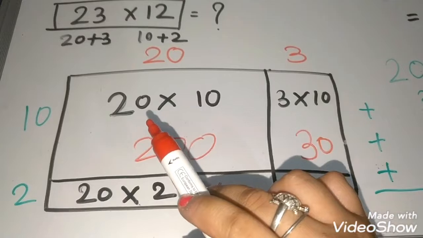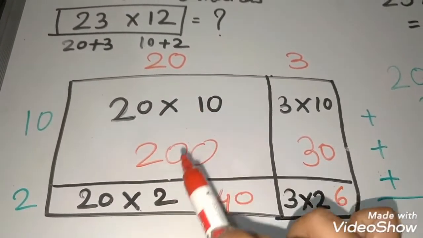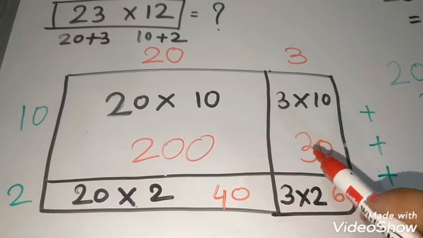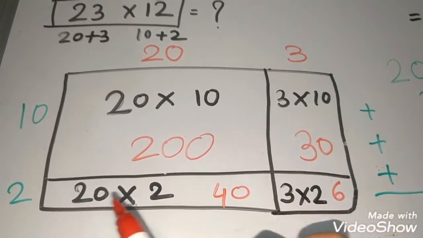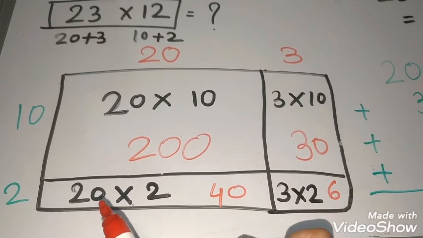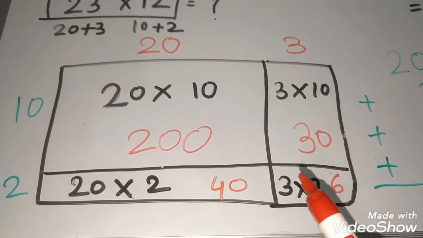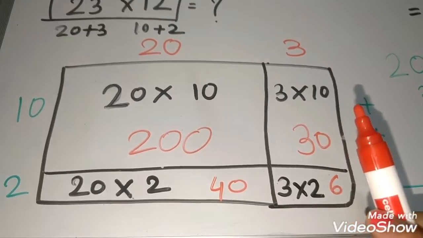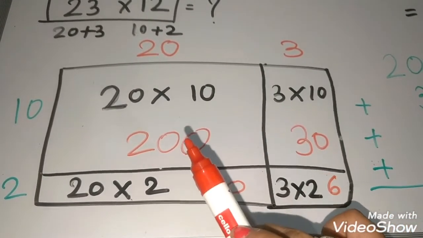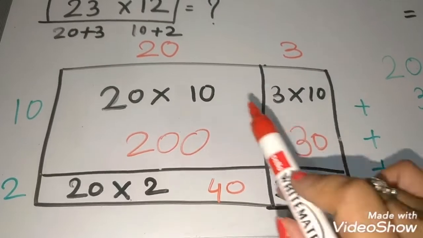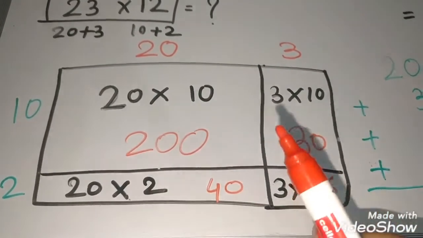So, let's multiply. 20 times 10 is equal to 2 ones are 2 and both the zeros. 3 ones are 3 and 1 zero. 3 tens are 30. You can directly count it. 2 twos are 4 and 1 zero. 3 twos are 6. Then for the final answer, like in the previous video I have explained, I will add all the 4 final numbers which I have got in the table.